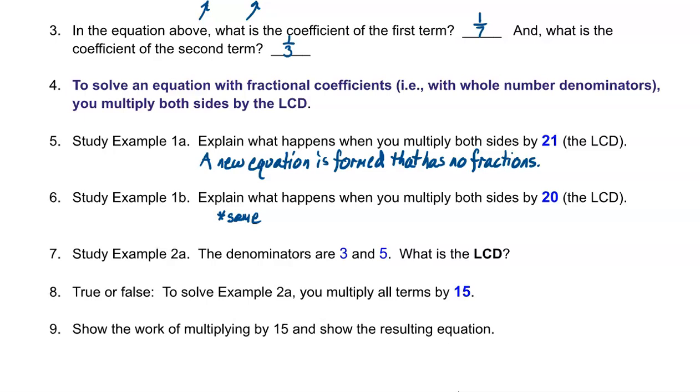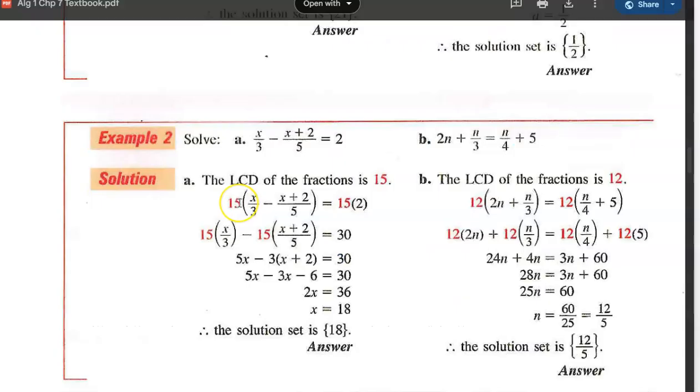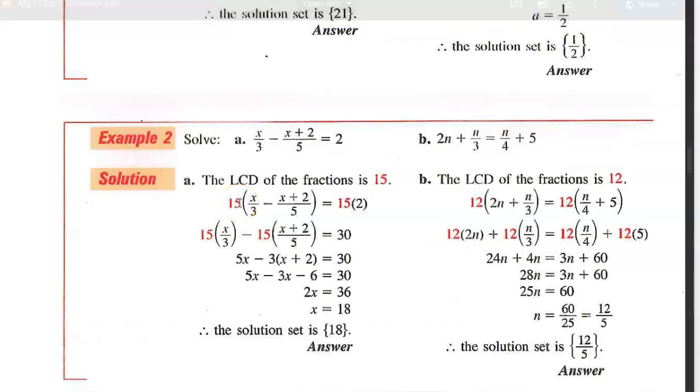The denominators are 3 and 5, so what will be the LCD? In example 2a, this denominator is 3. Later on, there's a denominator of 5, and we need to know the least common denominator. The least number that is a multiple of 3 and 5 is 15. 15 is the fifth multiple of 3, and 15 is the third multiple of 5.